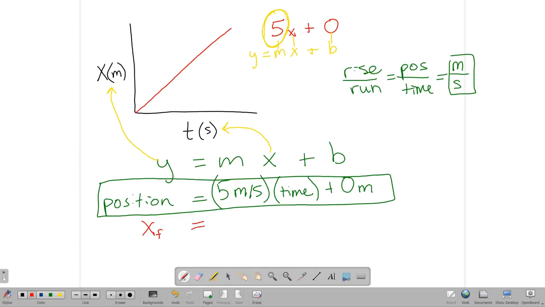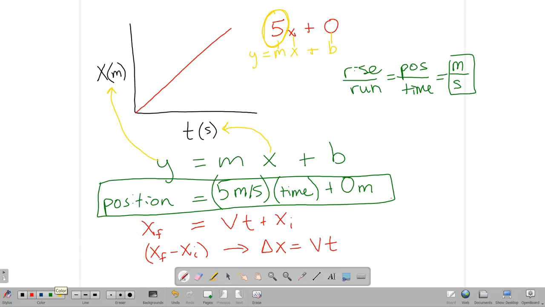This is equal to velocity, right? So this 5 meters per second is velocity times time plus our initial position, xi. Okay, so I could then further simplify this equation by subtracting xi off of the right side and putting it over here. And if we do that, and you have final position minus initial, well, that's the same thing as saying the change in position, right? So I could actually rewrite this as delta x is equal to velocity times time.